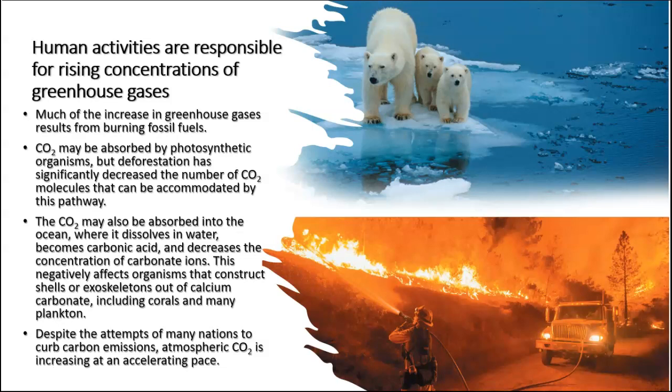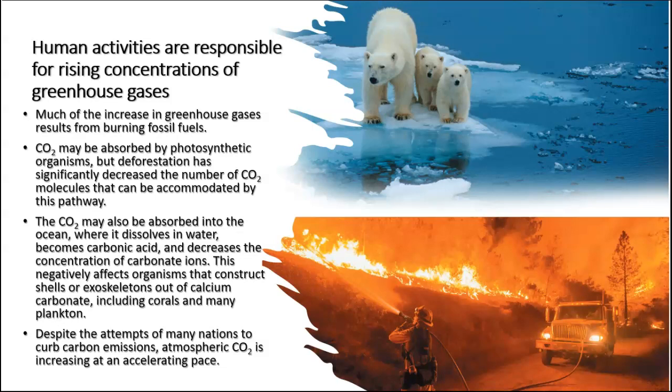Now, carbon dioxide can be absorbed by photosynthetic organisms, but when we cut down a lot of forests, we're also decreasing the number of carbon dioxide molecules that can be incorporated into them. It also can be absorbed into the ocean, where it decreases the pH of the ocean, which has a negative effect on organisms that make shells of calcium carbonate. That's including corals and crabs and things like that.